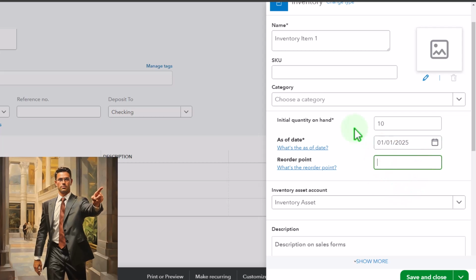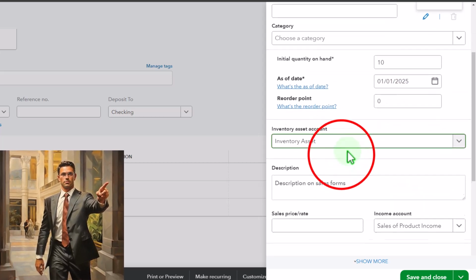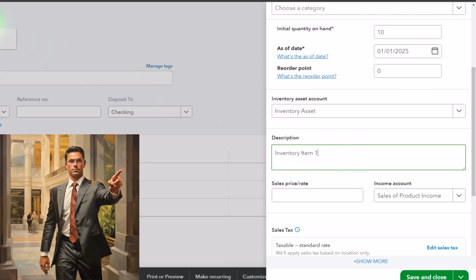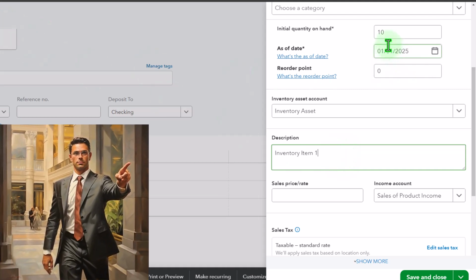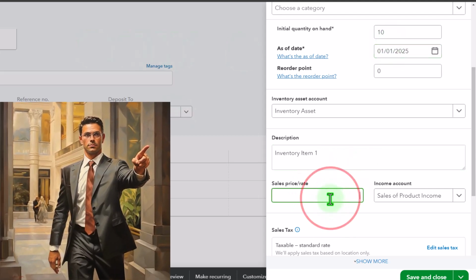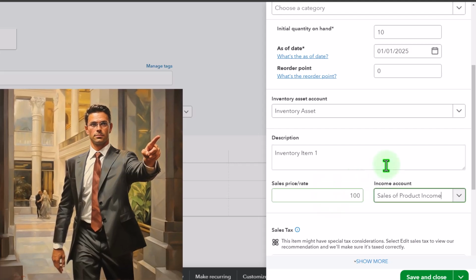Let's say the reorder point is 0. The inventory account is the asset account that will go up when we purchase, down when we sell. We're selling it here, so it's going to go down. It's going to go up by the 10 units, but then down by the 1 unit that we sell here. The rate we're going to sell them for, let's just say, good old $100.